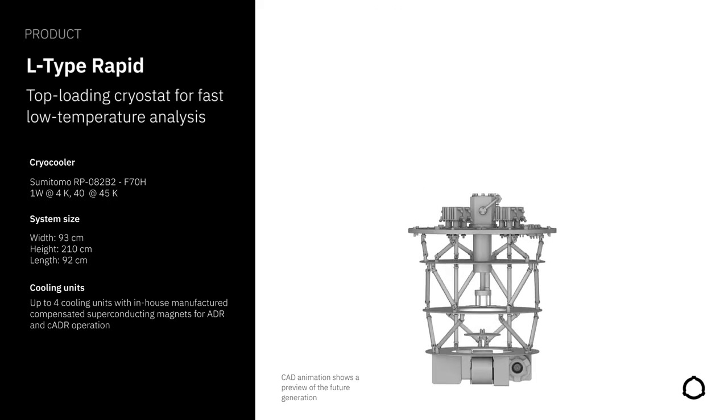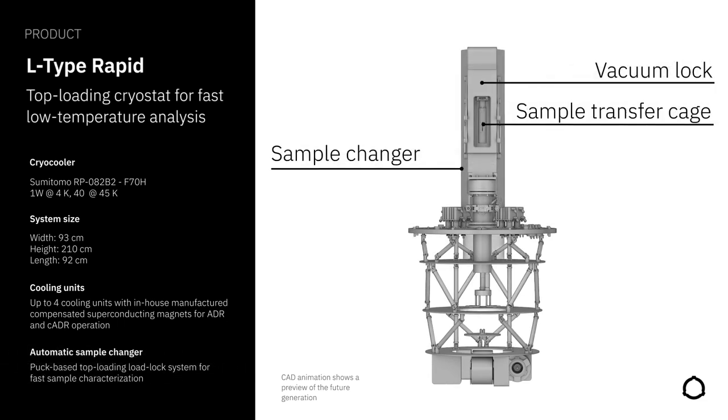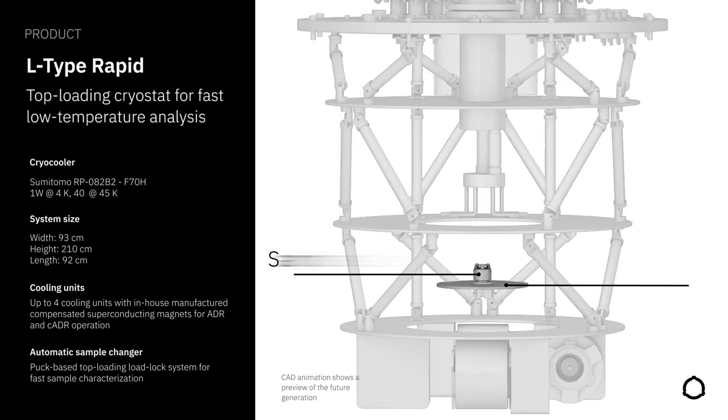As probably the most important component, the L-type rapid features our proprietary puck-based top-loading sample exchange mechanism. It allows to transfer a sample automatically to the low temperature stage, where the sample is cooled to the minimum temperature of 100 mK within less than 3 hours, as we will demonstrate later in this webinar.